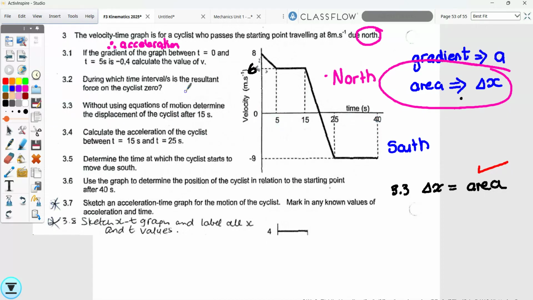The question should say, what is the displacement between A and B? Or they will say between 0 and 15 seconds. Stop arguing about it now. Then it's clear. Am I right? Then everyone knows what we're talking about.